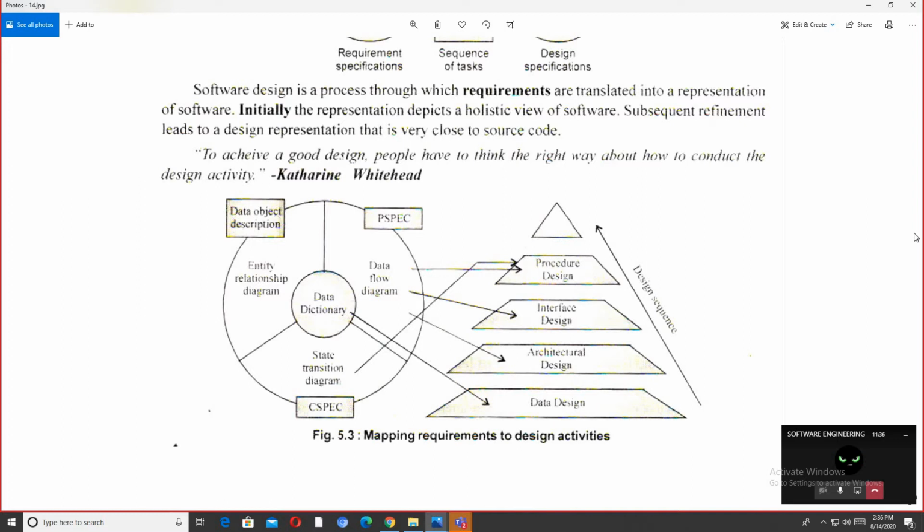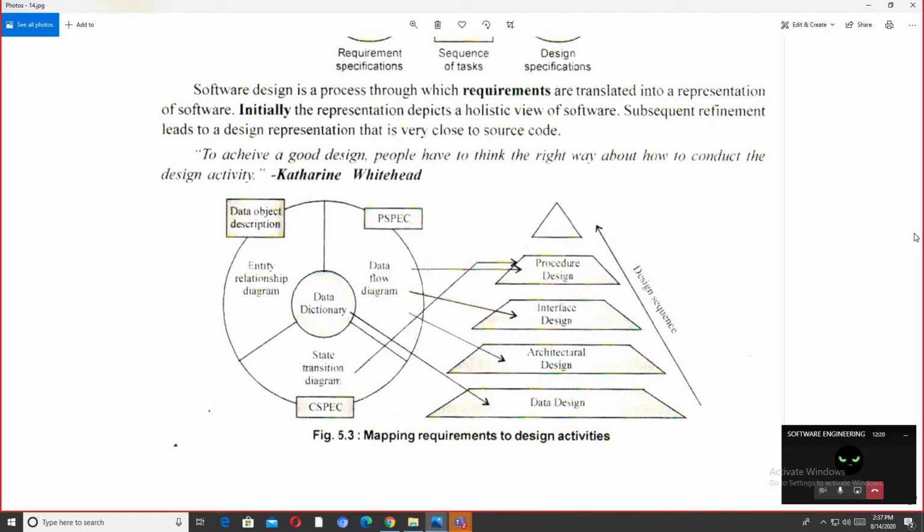So there is a small diagram over here, figure 5.3, mapping requirements to design activities. What is happening in this is that the whole design sequence is divided and further classified into data design, architectural design, interface design, procedure design, and the topmost pyramid is left vacant. Now, the control specification and the process specification are PSPEC and CSPEC, and data object description. What are these things?